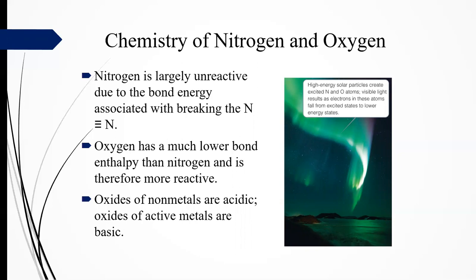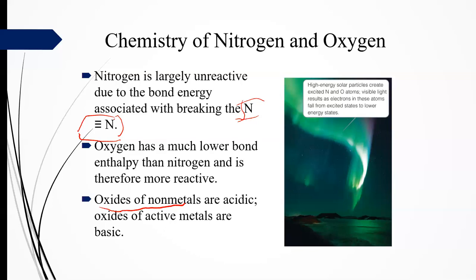Now, nitrogen is pretty much largely unreactive because it's got this triple bond, this N to N triple bond. And so for us to engage in that chemistry, we have to break that bond, which requires a lot of energy. Oxygen has a lower one and is therefore more reactive. And so that's why we see a lot more oxides than we do see nitrides, right? Now, oxides of non-metals are acidic, like you might have done in the CHEM121 experiment, and the oxides of active metals are basic.